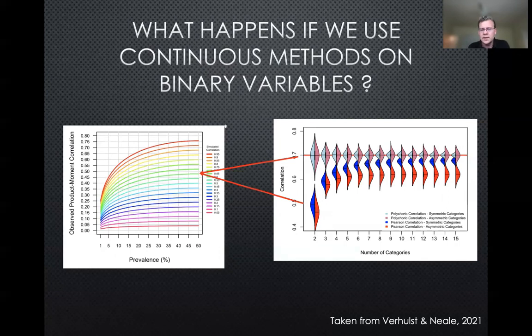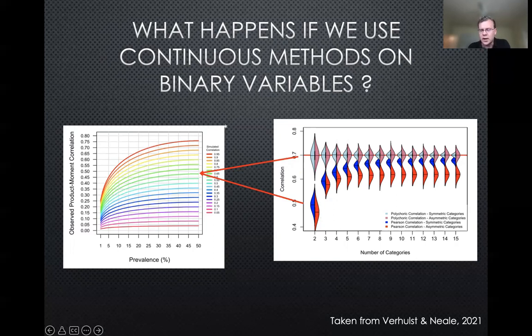And so what I did with Mike in a publication that we had last year in the special issue on statistical methods for twin studies is we simulated data to have a correlation of about 0.7. And then we chopped that data up into two categories, three categories, four categories, five categories, et cetera, all the way up to 15 categories. And then we either analyzed the data correctly using a polychoric or tetrachoric correlation, or incorrectly using a Pearson correlation or a zero order correlation or product moment, whatever you want to call it.